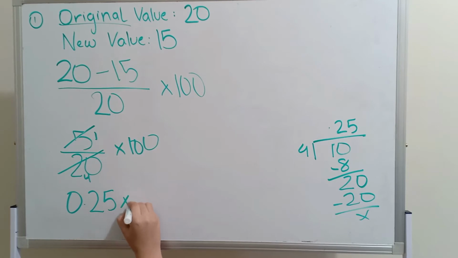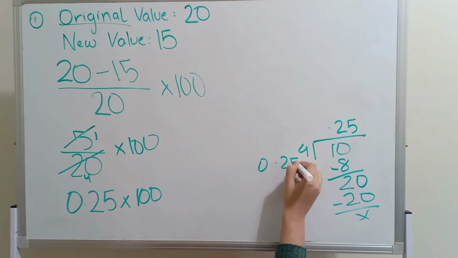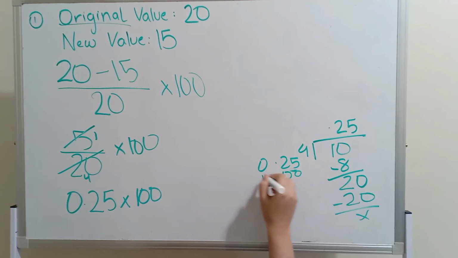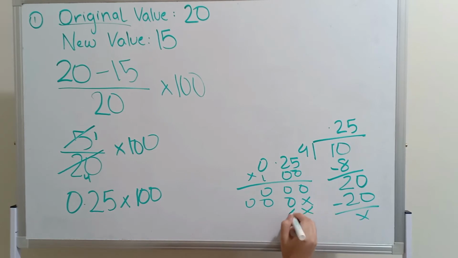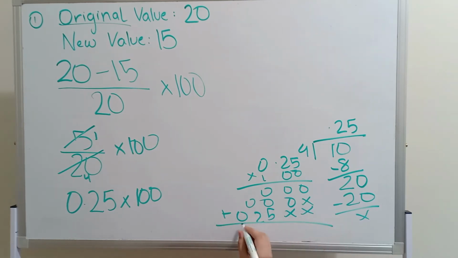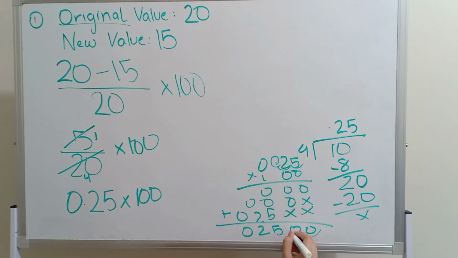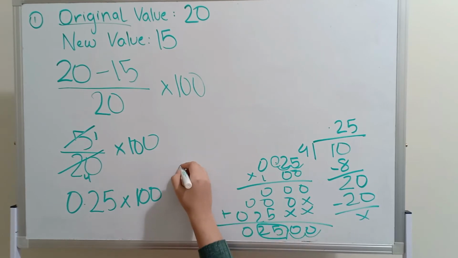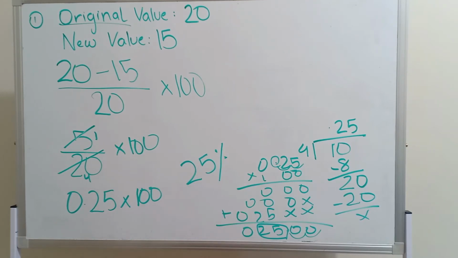0.25, and we're going to multiply it by 100. So let's do that. 25 times 100. So 0, 0, 0, 0, 0, 0. 5 times 1 is 5, 2 times 1 is 2, and 1 times 0 is 0. So if we add all of this, we will have 2500. We put the decimal, so we have 2 decimal places, so 2 here, and we have the decimal here. So this is our answer. The percent decrease is 25%. So that's our answer for the first question.